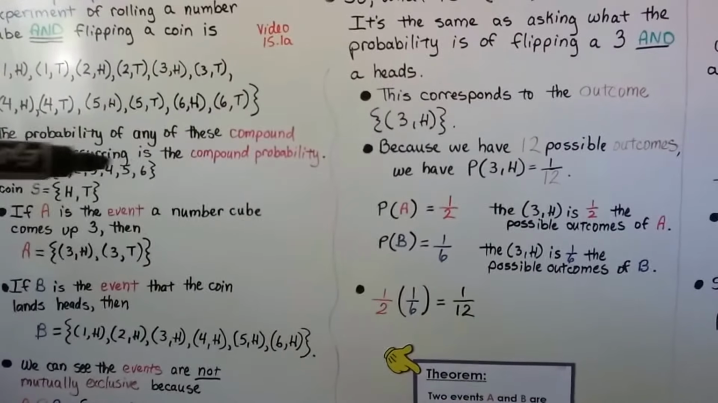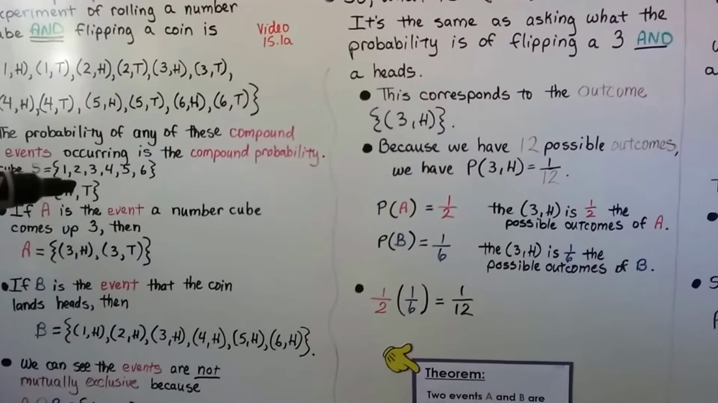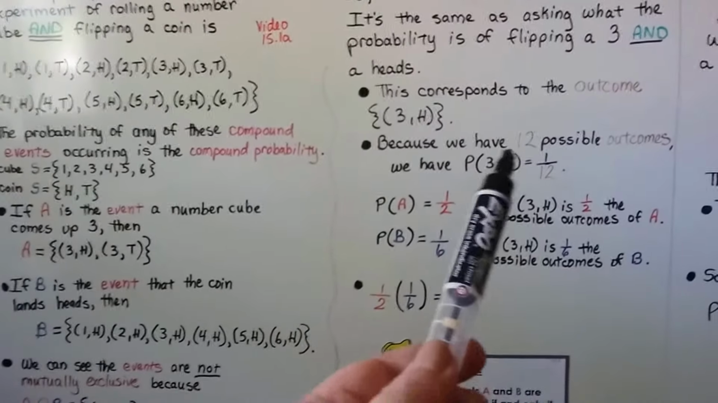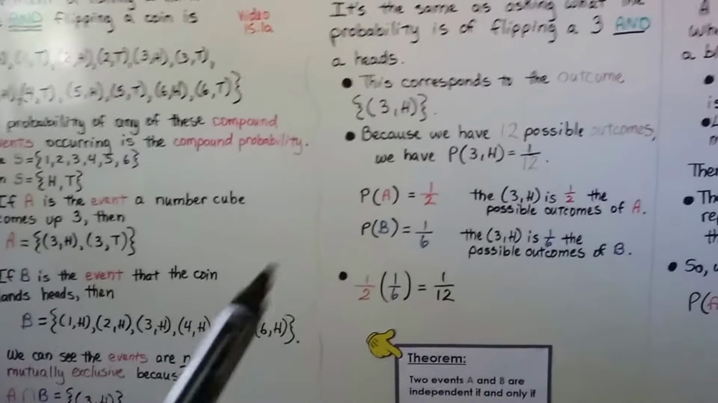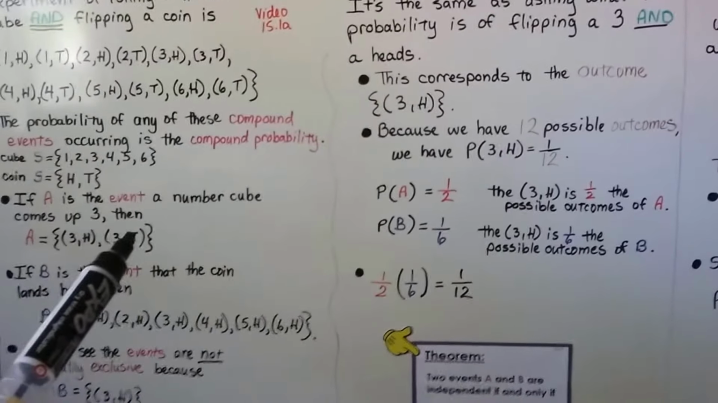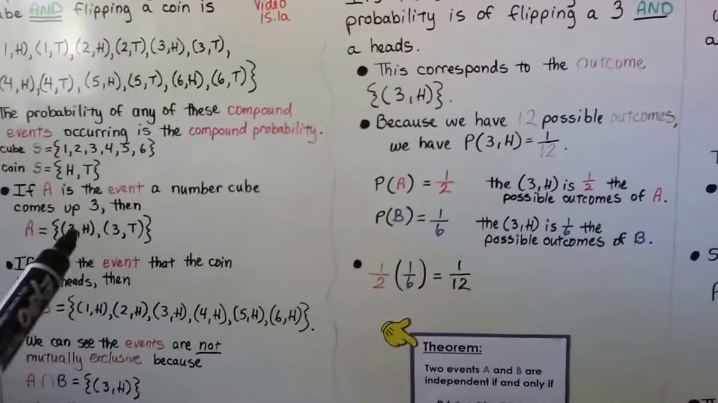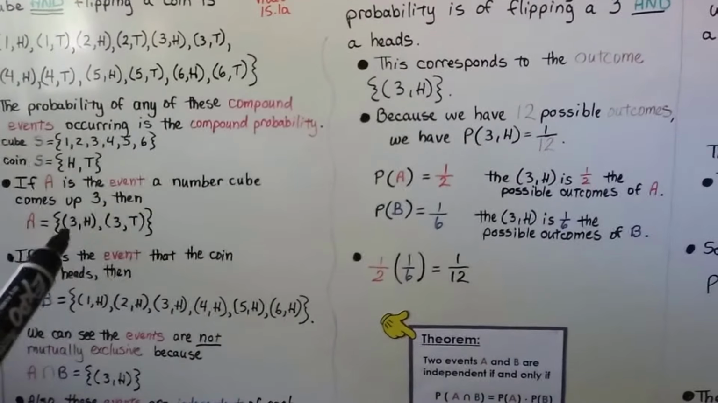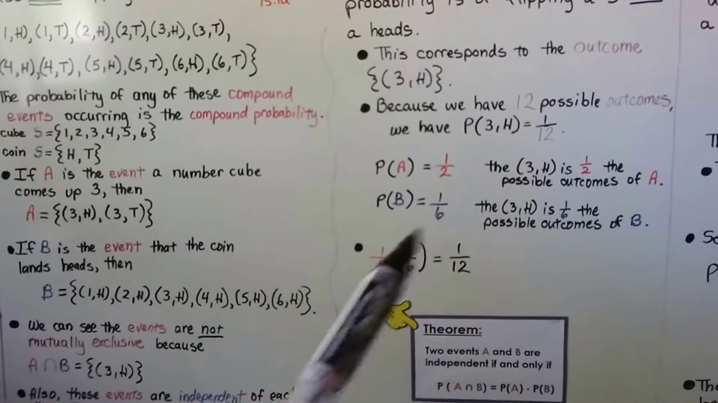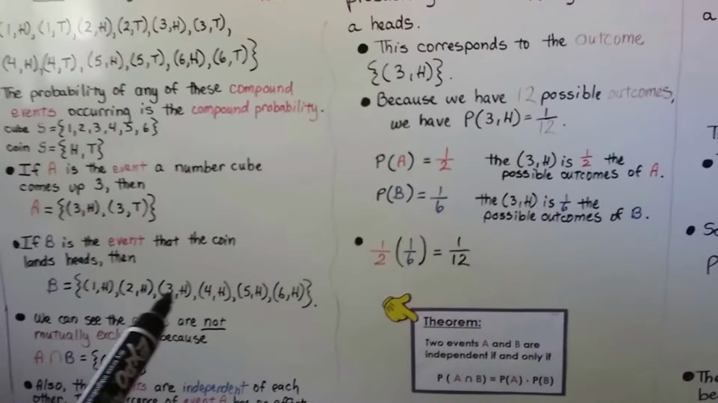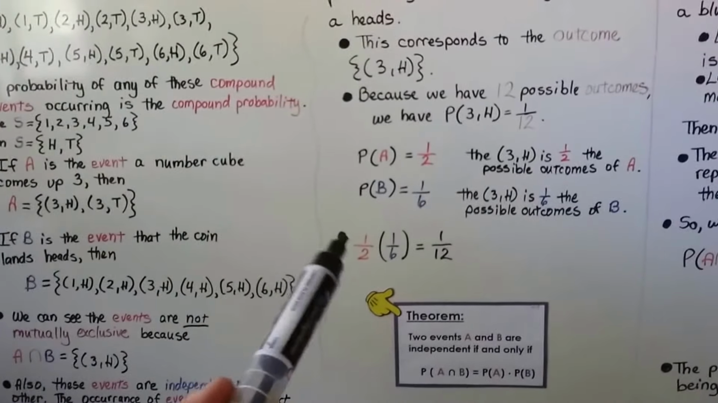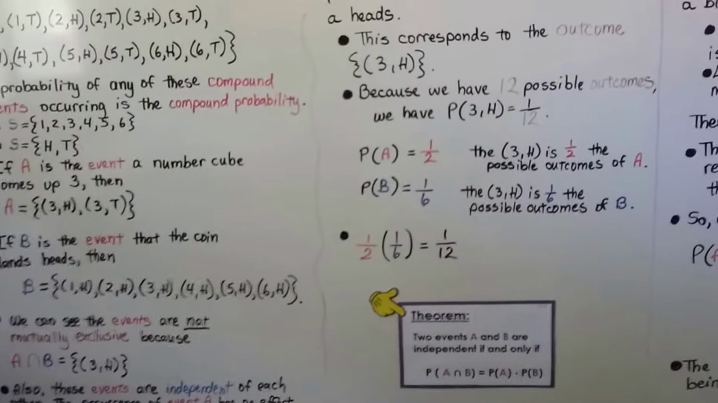We've got 6 elements here, we've got 2 here, and 6 times 2 is 12. And that means that this is one of the 12 possible outcomes. The probability of A is a half because we had a 3H or a 3T. So 3H is half of the outcomes, isn't it? There's 2 outcomes here. The 3H is half of the outcomes of these 2. The probability of B is 1/6. The 3H is one of 6 possible outcomes. See? We do the 1/2 times 1/6, and we get 1/12.